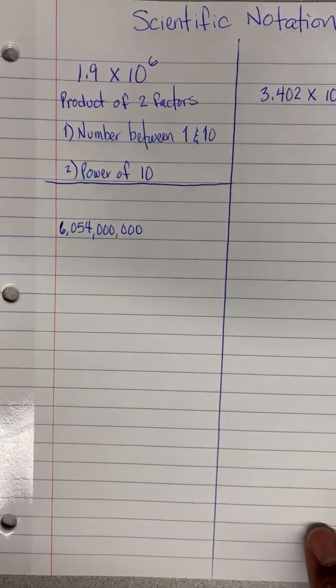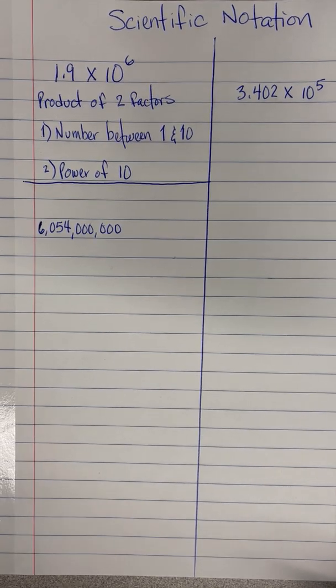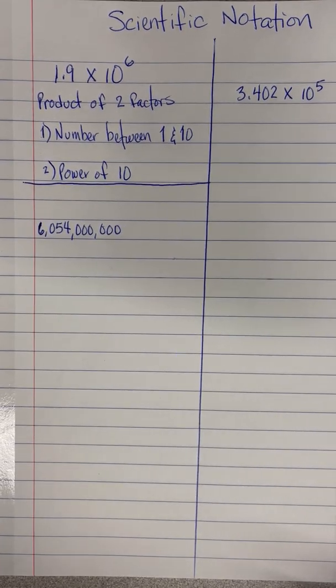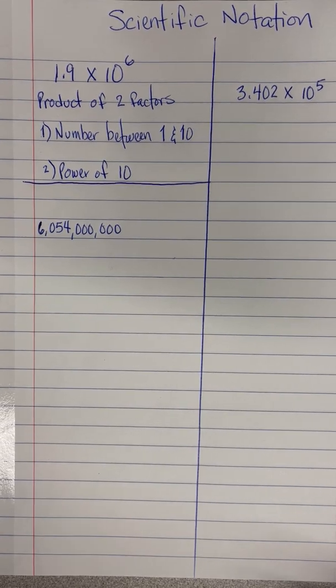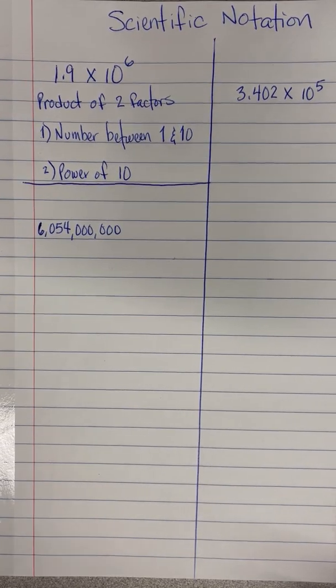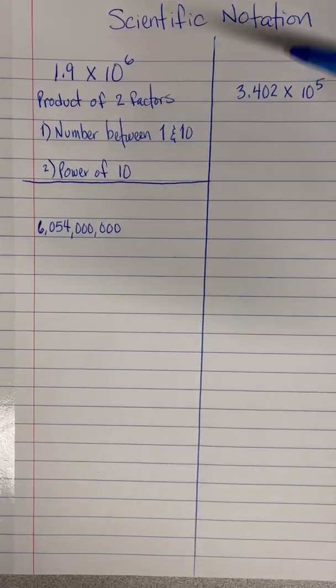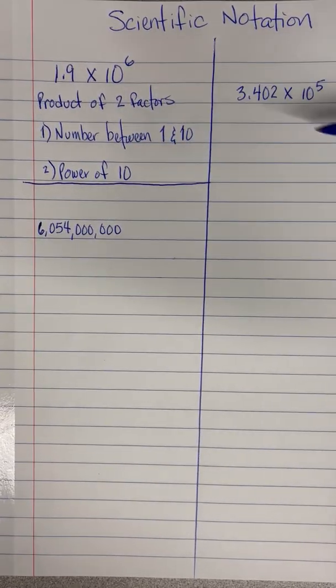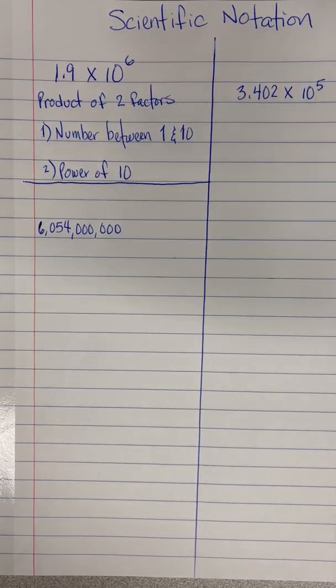Hello. This is Mr. Santana, and I just wanted to make sure we go over how to write numbers in scientific notation. As you can see, I have listed here that a number in scientific notation is a product of two factors. In particular, it has to be a number between 1 and 10, which would be 1.9, that is between 1 and 10.